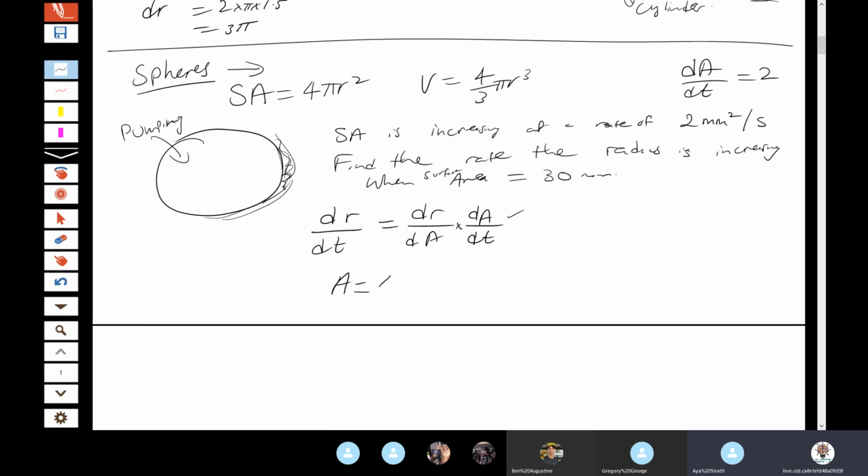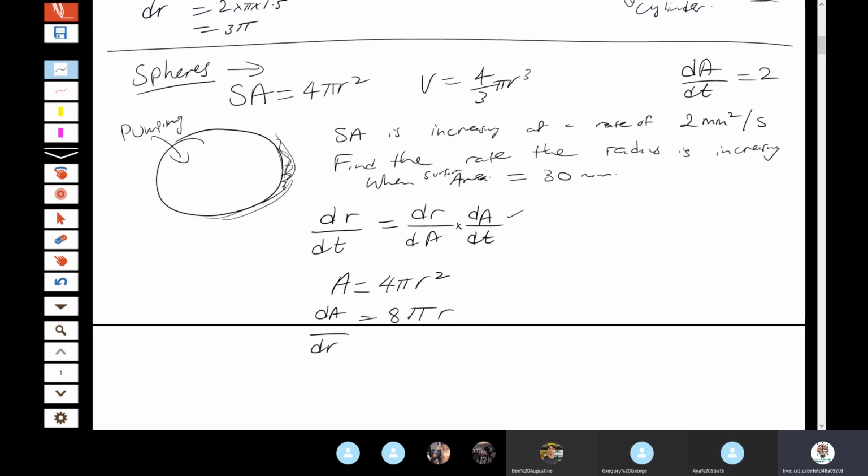A equals 4 pi r squared. Yeah, you're on the right track. And then dA on dr, because you can't do dr on dA. Let's make it clear. You can't do dr on dA. You do dA on dr, which is 2 times 4, 8. Yes, correct. 8 pi r.